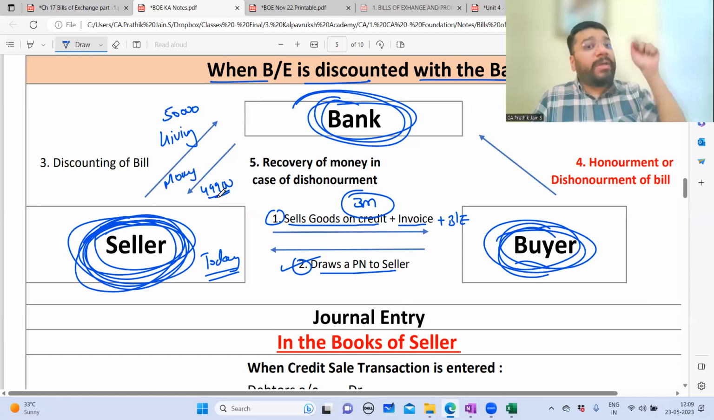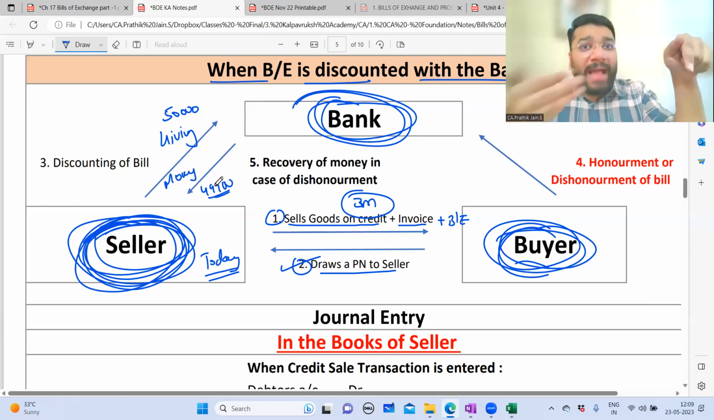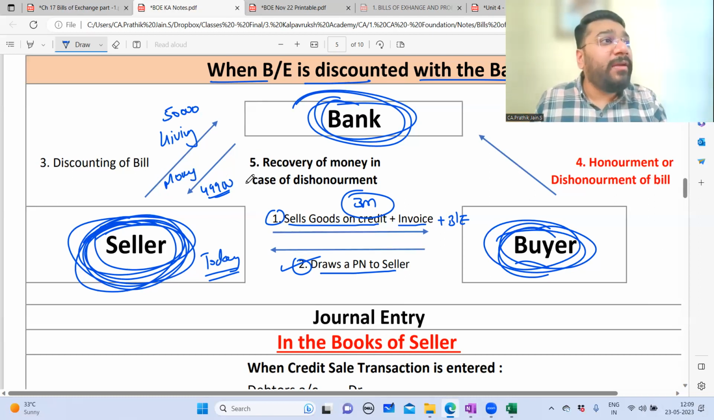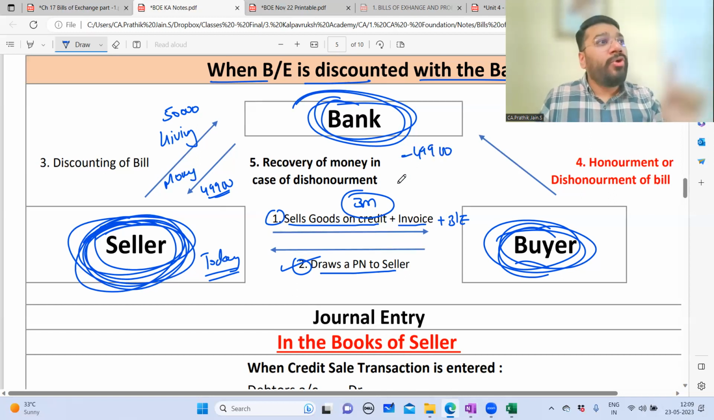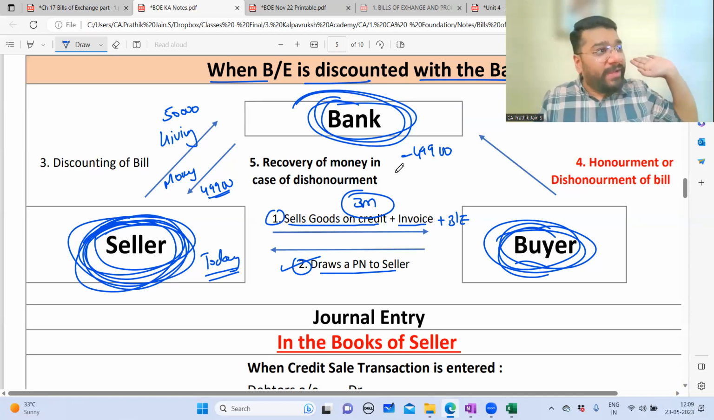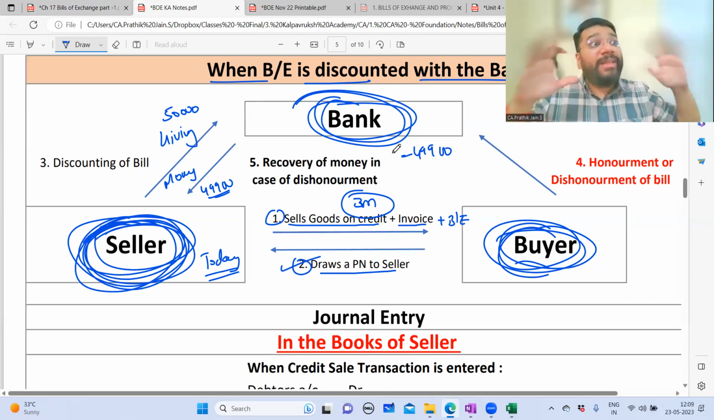You have given him the bill worth what? 50,000. Banker is giving you how much? 49,900. So from the banker's pocket, how much money is gone? 49,900. Now, you got 100 rupees less. 100 rupees is not a big deal. Fine, let it be. You are getting 49,900 today.